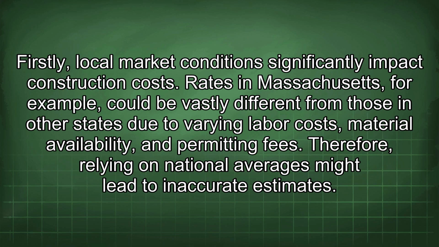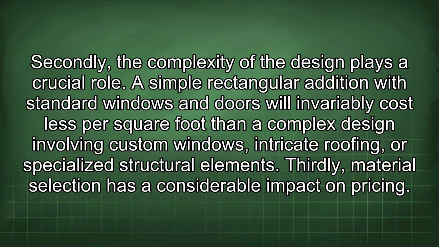Firstly, local market conditions significantly impact construction costs. Rates in Massachusetts, for example, could be vastly different from those in other states due to varying labor costs, material availability, and permitting fees. Therefore, relying on national averages might lead to inaccurate estimates. Secondly, the complexity of the design plays a crucial role. A simple rectangular addition with standard windows and doors will invariably cost less per square foot than a complex design involving custom windows, intricate roofing, or specialized structural elements.